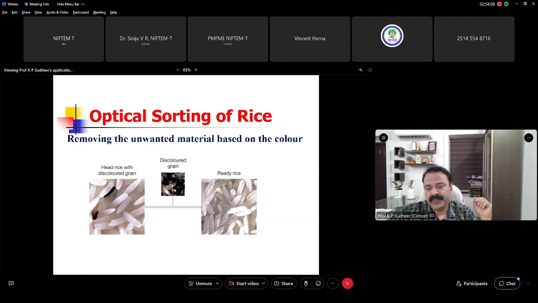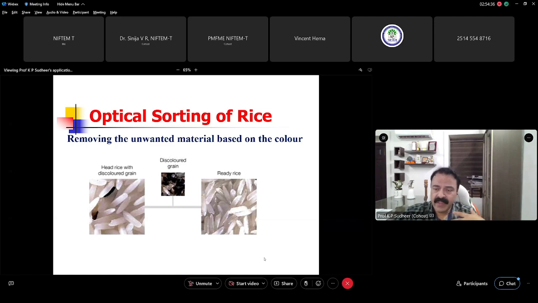And for that, we can use a color sorter, and color sorters are available from different manufacturers. This color sorter will separate and accept the one color which is required for us. Sometimes the required color may be red, sometimes white, sometimes off-white. Whatever the required color is, that will come out in one outlet, and the sensors will be calibrated accordingly.